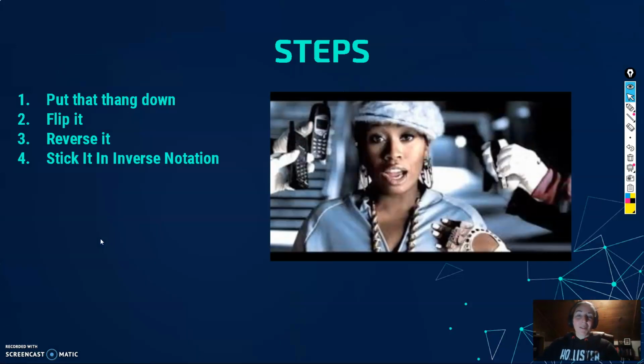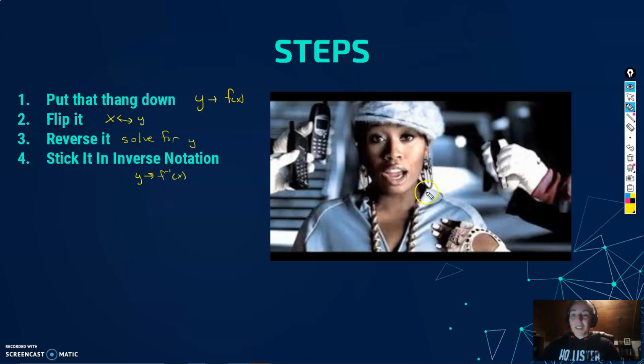Alright, so the steps, exactly what we said. Put that thing down, which basically just means flip y for f of x in our function. Flip it, you're going to swap out x and y. Reverse it, solve for y, and then stick it in inverse notation. Y is going to change to the notation of f inverse of x. So really simple. Just remember, put that thing down, flip it, reverse it, stick it in inverse notation.